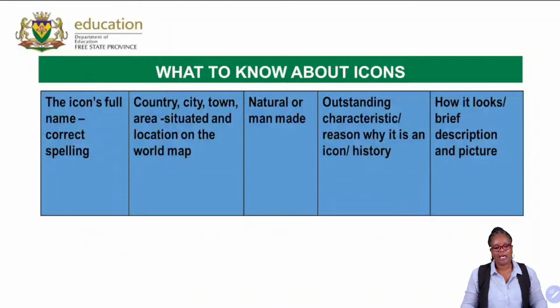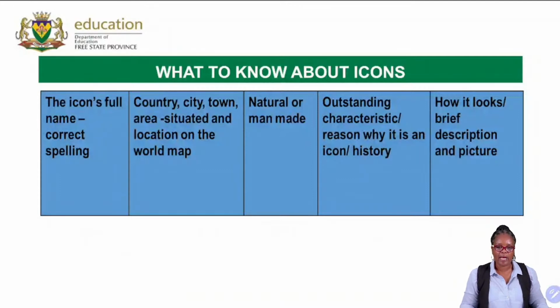The icons have names and you need to know the full name. Don't make a mistake. Don't write the incorrect spelling. You have to write the correct spelling for that icon, as you are not going to be awarded marks for incorrect spelling. You need to know the country, the city, the town, or the state where this icon is situated on the world map. Practice using that.